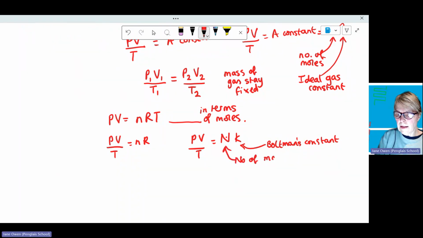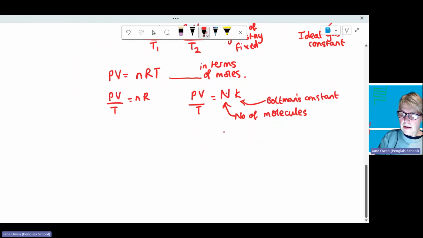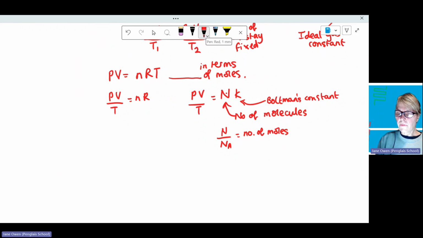So that's a capital N. Little n tends to be the number of moles. And N divided by Na is equal to the number of moles. And in fact, k divided by Na will be the Boltzmann's constant. Just check. Yeah, so k is equal to the ideal gas constant divided by Na. Okay, all right, so let's move on.